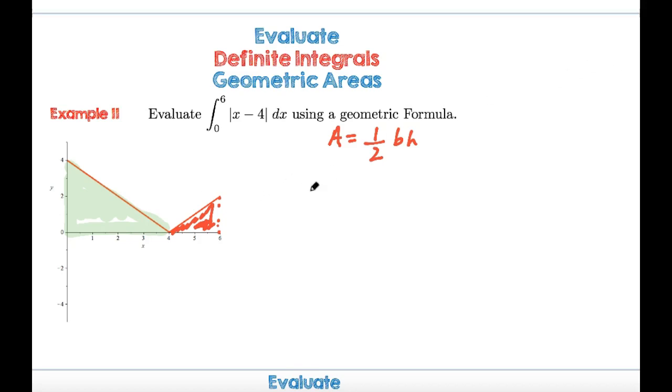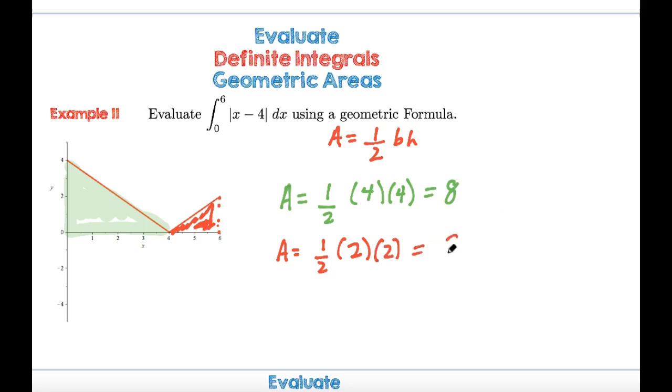Let's do the one in green first. Our area is going to equal 1/2 the base. The base is from 0 to 4, and the height is also from 0 to 4. That simplifies: 16 over 2 is 8. Then the area of our red triangle is a little smaller: 1/2 the base, which is from 4 to 6, which is 2, and the height is from 0 to 2, which is also 2. So half of 4 is 2. Take that sum together and we get a total of 10 units, or the area is 10 square units. So 10 units squared is our area.